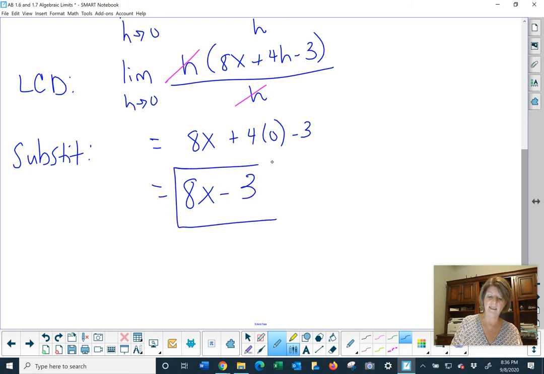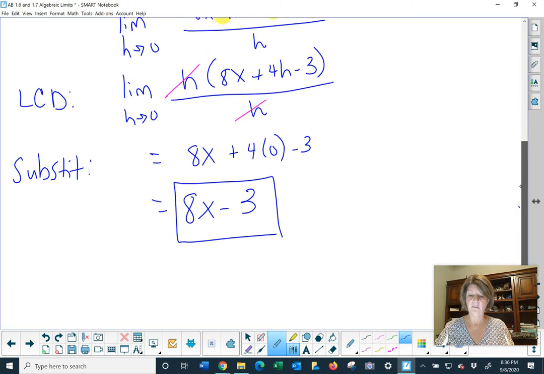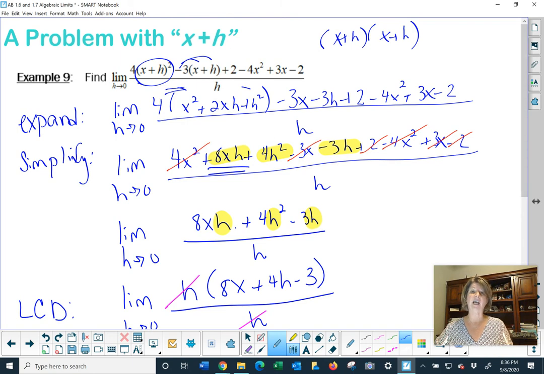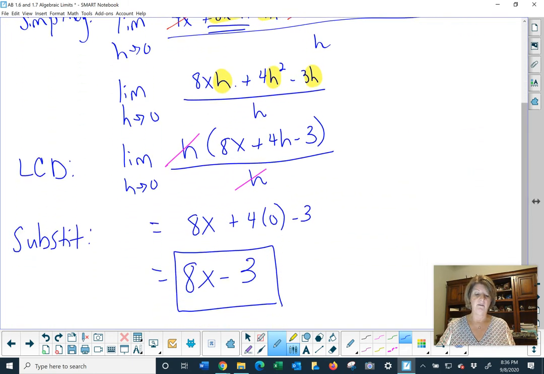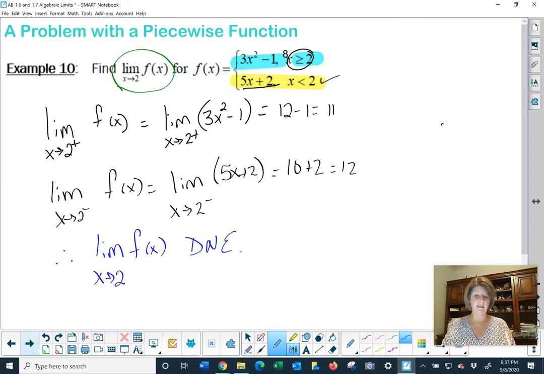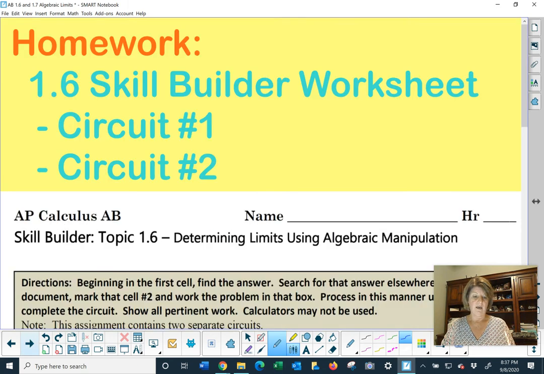Now, I know it has that limit attached to it, which makes it sound maybe a little bit more difficult. But this was just a gigantic amount of algebra when it was all said and done. And then we finally got down to this level where we could plug in 0 for h, and it cleaned up really, really nice. So that is the lesson for 1.6 and 1.7.